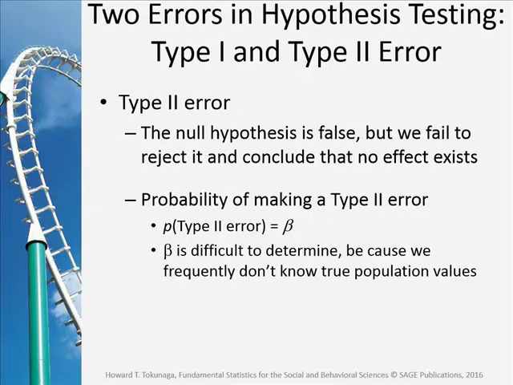Type 2 error is the one we're a little bit more willing to live with. In type 2 error, the null hypothesis is false, but we fail to reject it, and we conclude that no effect exists.